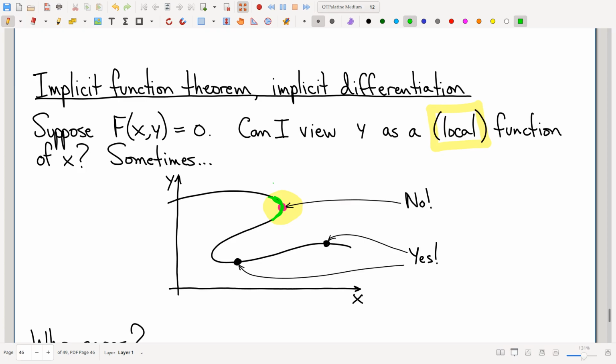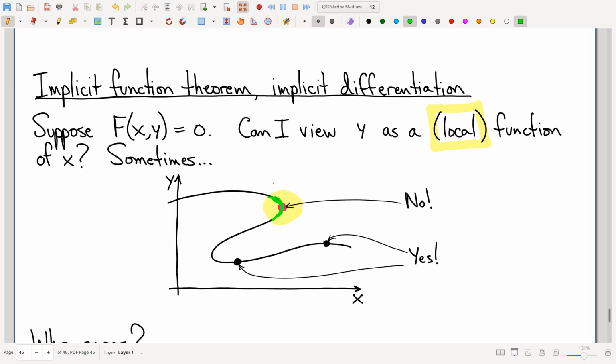Okay, yes? Could we switch x and y? Yeah, that's a great question. Yes, absolutely. That would be a completely different question. Here I want to talk about can y, specifically y, be viewed as a function of x. But you can ask the perpendicular question. Can I locally view x as a function of y? And at this point, the answer would be yes. Absolutely. But it is a different question.